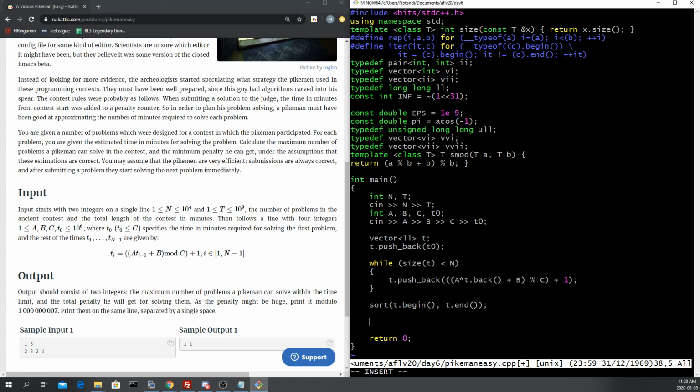Okay, now we need to count the number of problems we solve. We need to count the penalty as well. And note the time at which you solve the problem is what gets added to the penalty. So we need to keep track of the current time as well. So we'll need the count, we'll need penalty, and the current time.